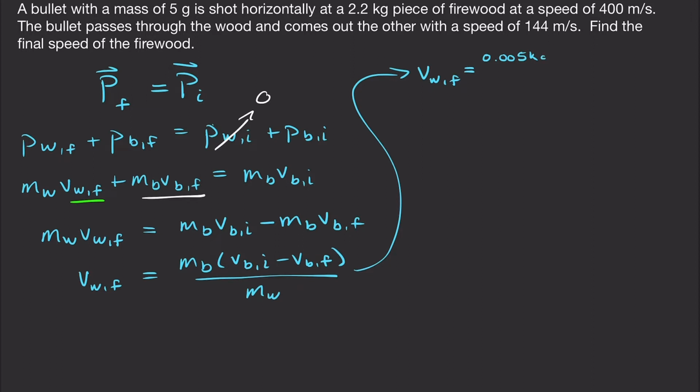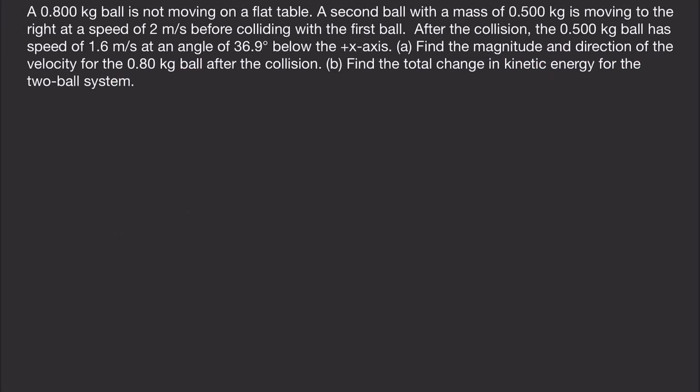0.005 kilograms for the mass of the bullet times 400 meters per second minus 144 meters per second. So how fast the bullet's going initially minus how fast it's going at the end, all over 2.2 kilograms, the mass of the wood, and that gives me the speed of the wood as 0.58 meters per second.